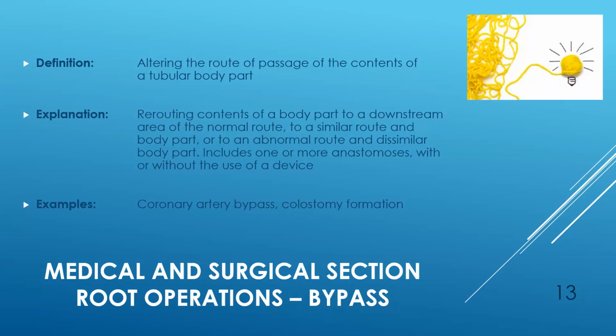So that's what they mean by abnormal. A colostomy would not be the normal flow of things, but it would definitely be a rerouting, and that would be an instance where they would use a device. Colostomy is a good example of that. But typically we see bypass a lot with the cardiovascular system and the digestive, gastrointestinal, where it's used most frequently. Okay, next slide, please.